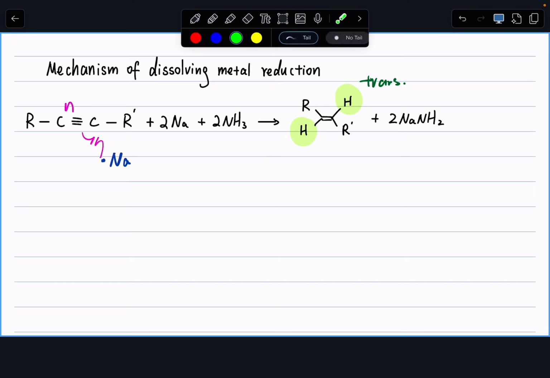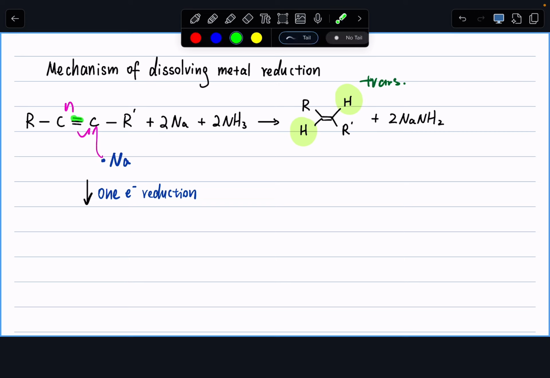Right, so this is what we are saying: my sodium is giving its electron onto this carbon here. Let me do it more accurately. So my sodium metal is donating its electron to that carbon on the alkyne, and we're forming an alkyl carbanion. This process is called a one electron reduction.